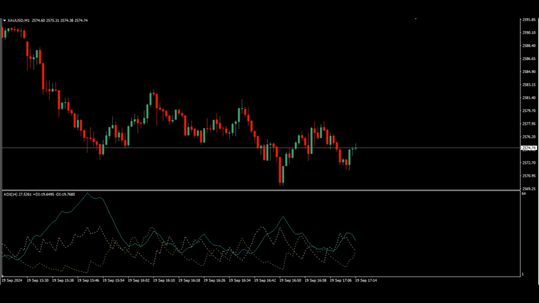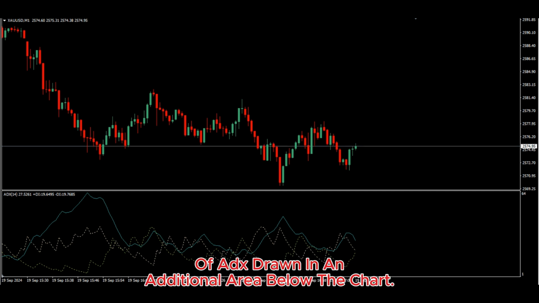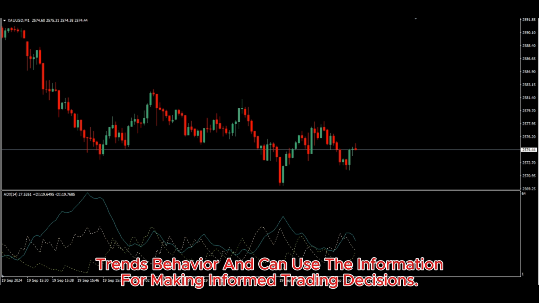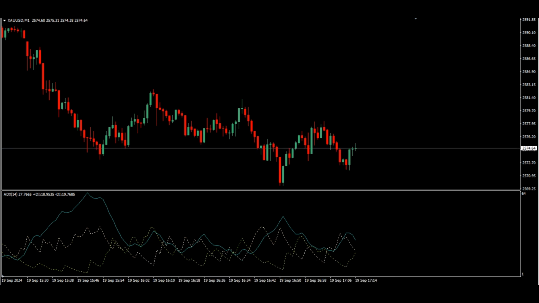On the following picture, you can see an example of ADX drawn in an additional area below the chart. By employing the ADX oscillator, a trader gets a picture of the market trend's behavior and can use the information for making informed trading decisions. The ADX oscillator works well in combination with other indicators, such as SAR or DMI.